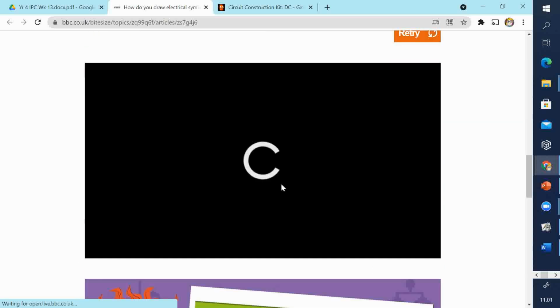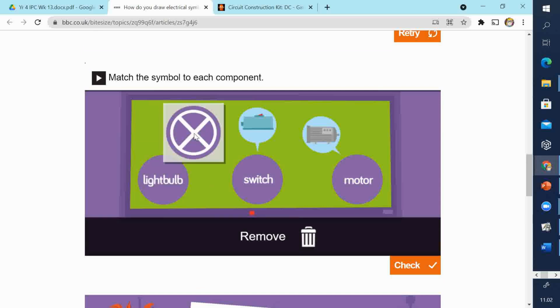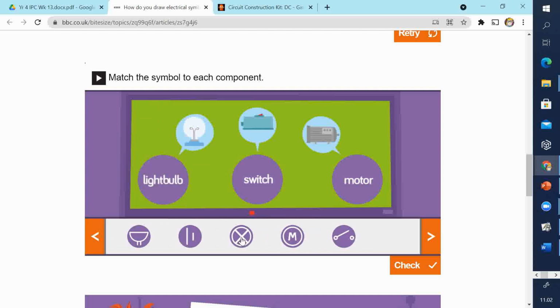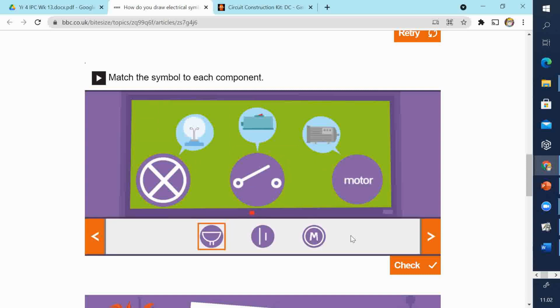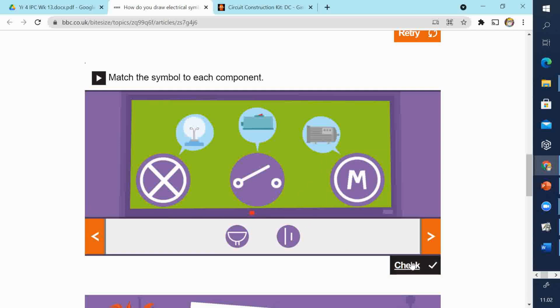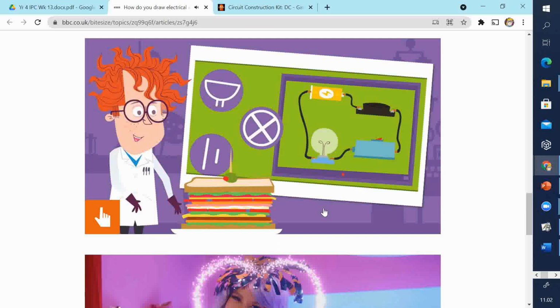Here's a bit, this is where it gets more tricky as you go down. So here we have a light bulb. Which one? Third. Yeah. Oh, I need to put it here. Okay, switch. What about the switch? Yeah. And the motor, that's easy. Yeah, now it's last. So M for motor. Exactly. And then we check and they're correct. Those answers are super. Okay.